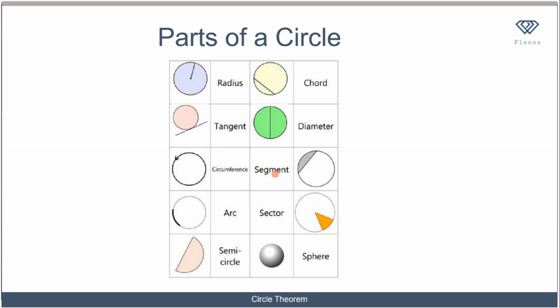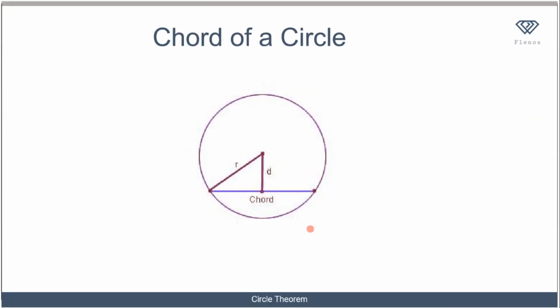Then you have the segment. The segment is the space within the area bounded by a curve and an arc. While an arc is just a section of the circumference. So when I pick a small fraction of the circumference, it's called an arc, and a semicircle is half of a circle. Now a sector is the area bounded by two radii and the arc. So this shaded region here represents the sector, then the segment, and the sphere is a three-dimensional circle.